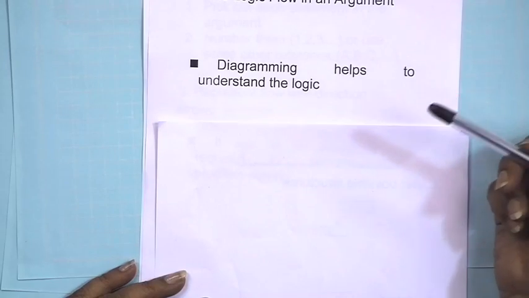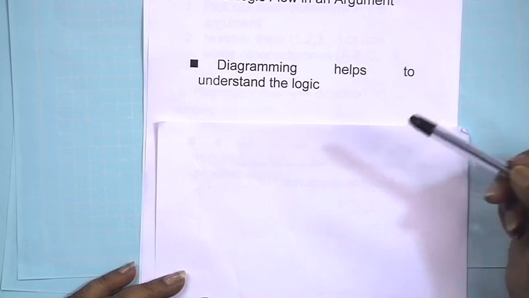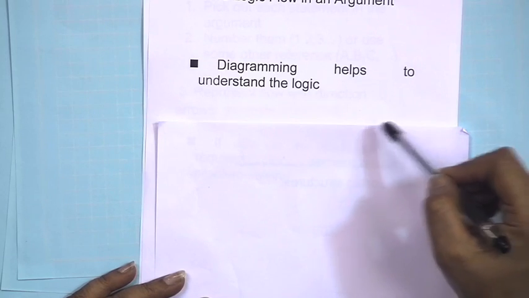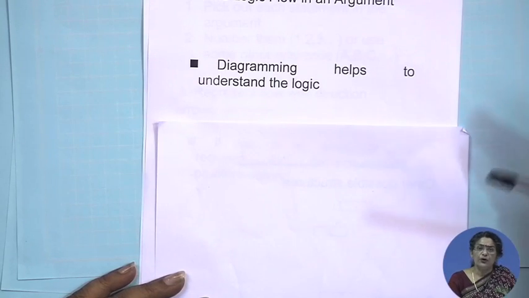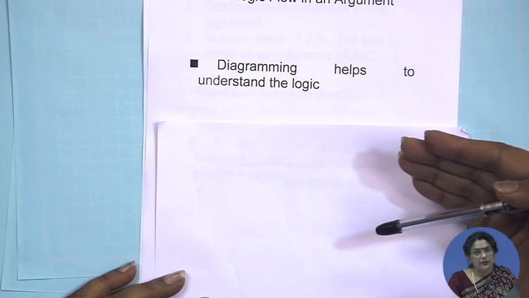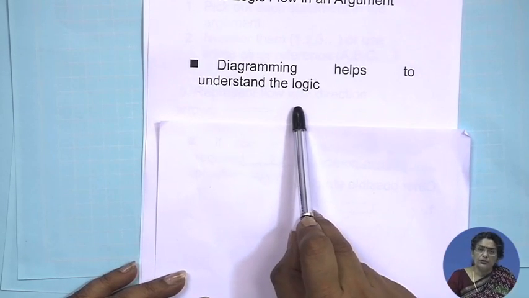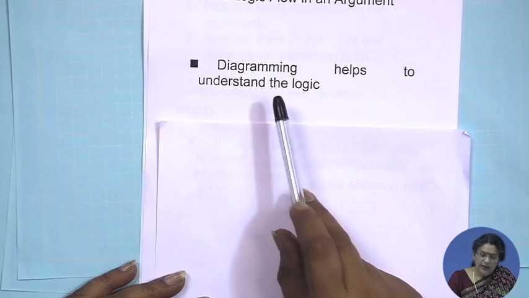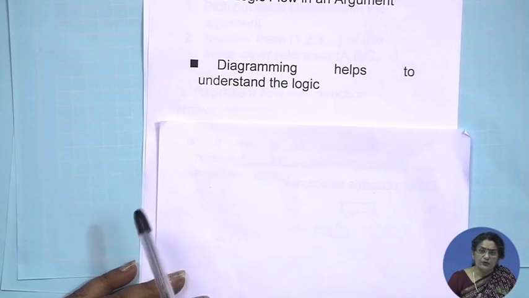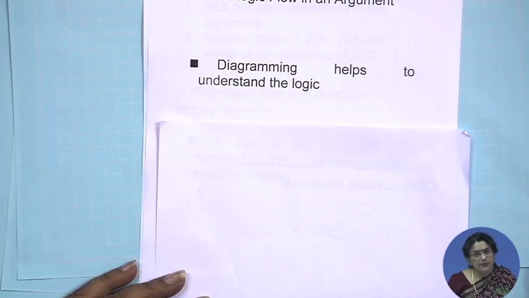Well, diagramming is needed first of all to understand the logic given in the argument. Remember, we will finally talk about whether this is correct reasoning or incorrect reasoning, but first we have to understand the logic given in the argument. So, diagramming helps to reveal the logic that has been put forth in the argument.